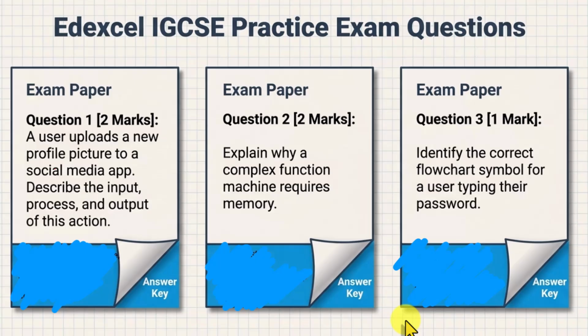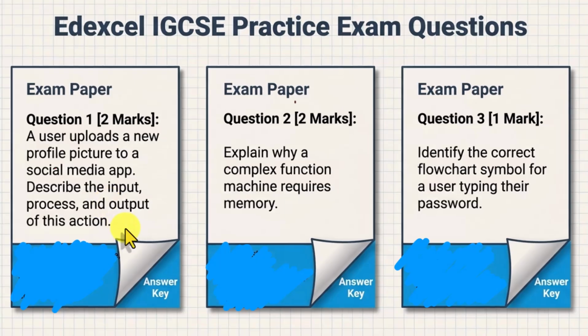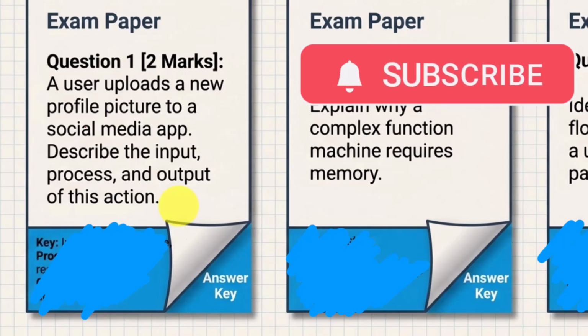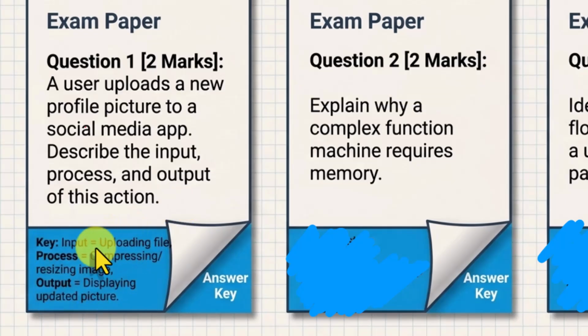Question number 1: a user uploads a new profile picture to a social media app. Describe the input, process, and the output of this action. Here you have to describe input, process, and output. Pause the video and play again. Good. Here the input is uploading a file. Process: the social media app compresses the image and resizes the image. And the output will be displaying the updated picture on your social media.